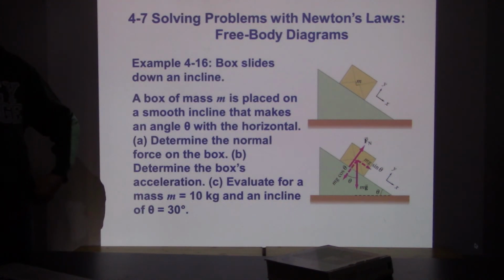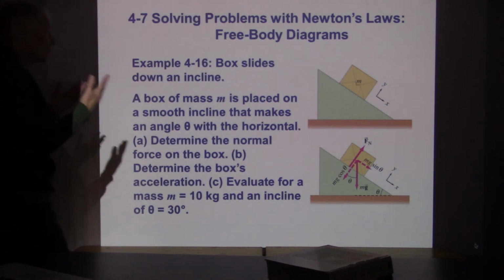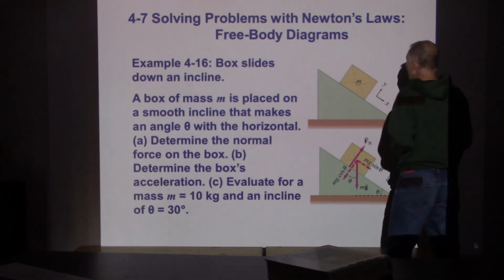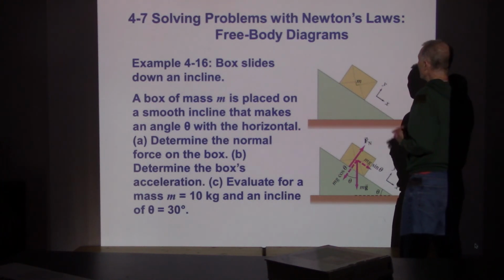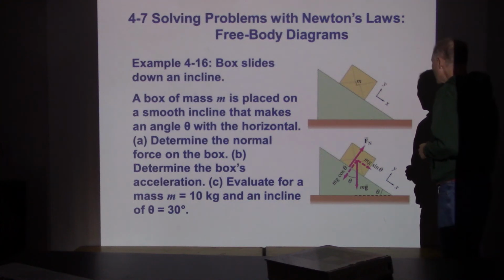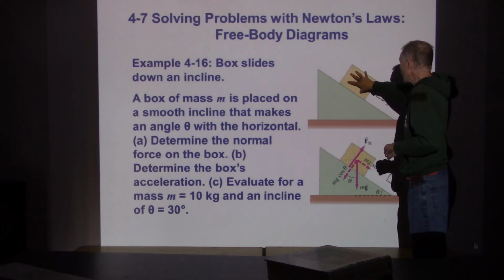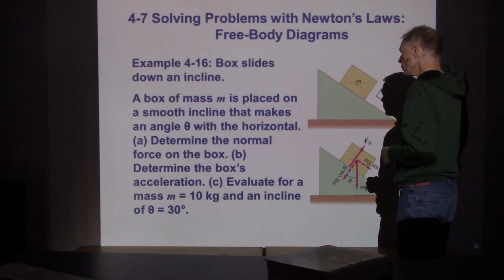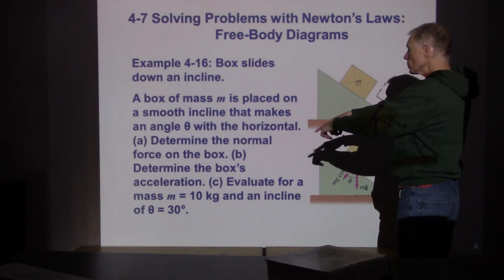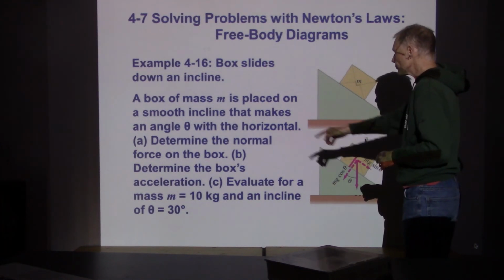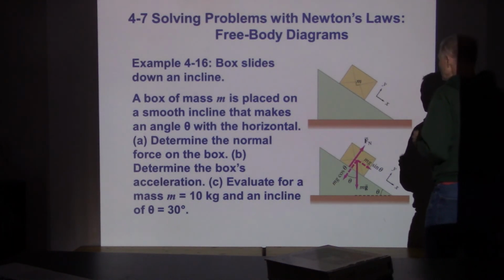I think we might go over just a few minutes, but there's a very important example we want to look at, and that's working with objects on inclines. So if I've got the mystery box now on an incline, they're giving me some kind of an angle. It's 30 degrees. The mass is 10 kilograms still.